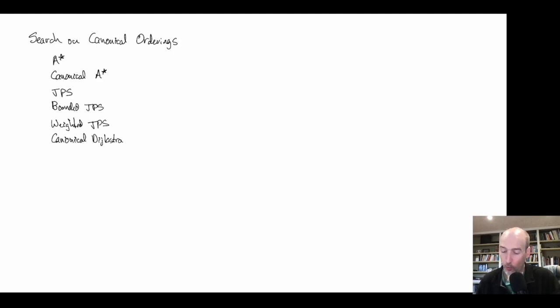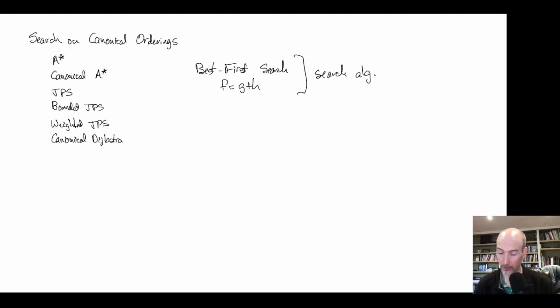At the core, what we're thinking about is a best first search. So we're going to do a best first search, and for most of these algorithms, we're going to be guided by F equals G plus H. Normally we would have a grid map. So this is our search algorithm. There'll be some exceptions, particularly the weighted jump point search and Canonical Dijkstra, but this is our search algorithm.